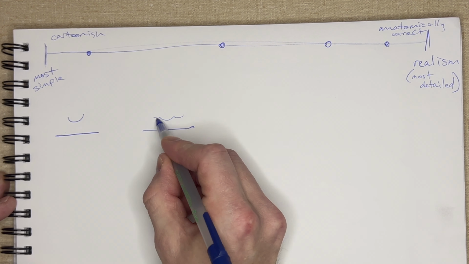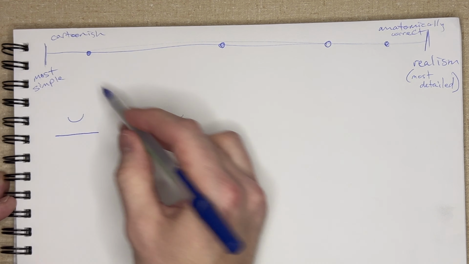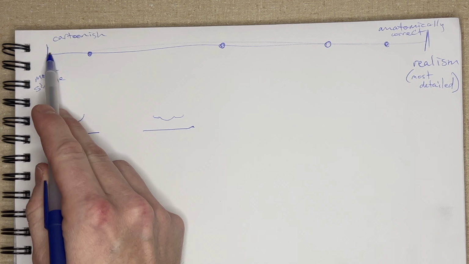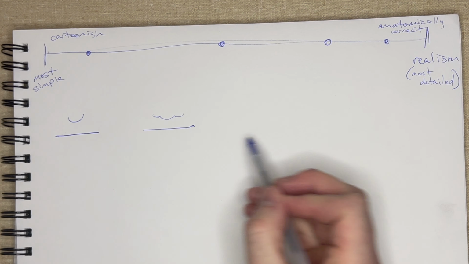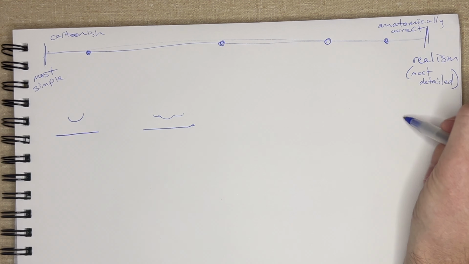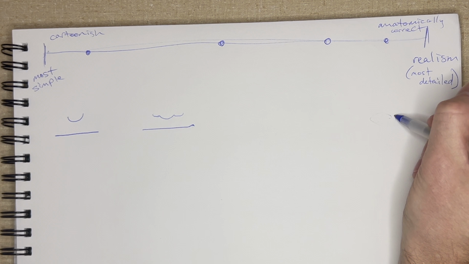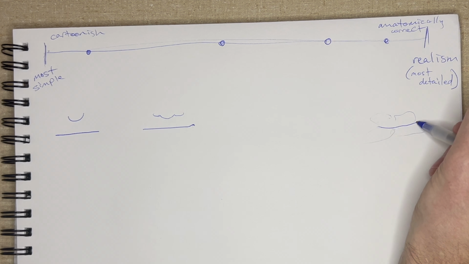This is still pretty cartoony. This is over here, right? This is down here. This is there, this is here. And we're just adding a little more detail to imply the corner of the mouth. And then obviously we'll just skip ahead to the most realistic.